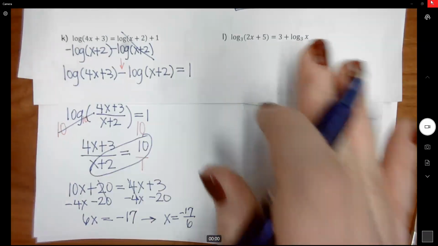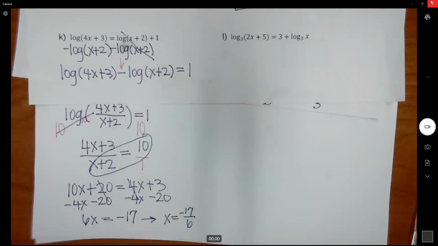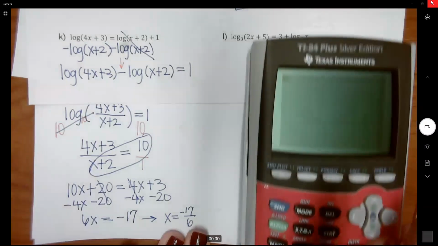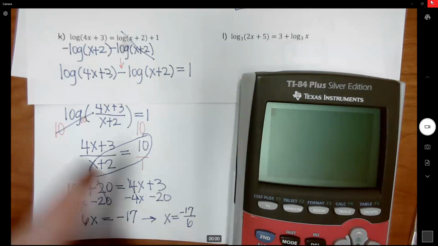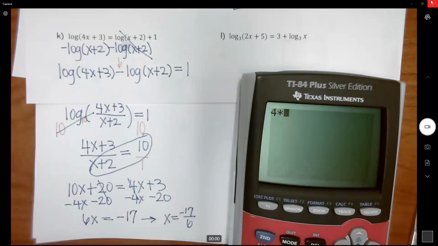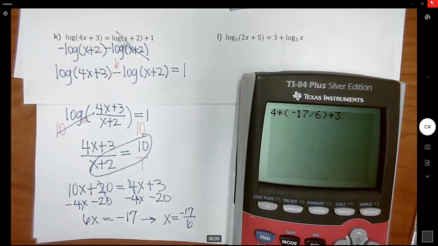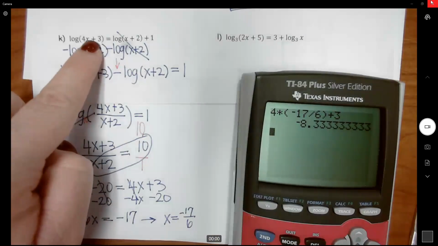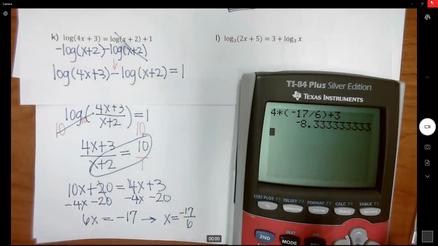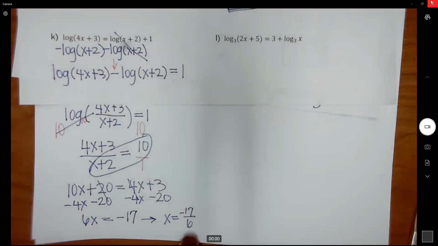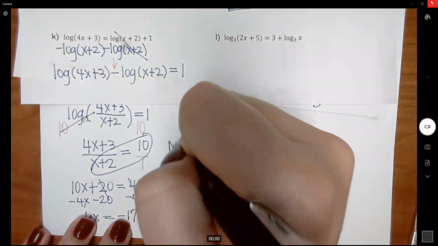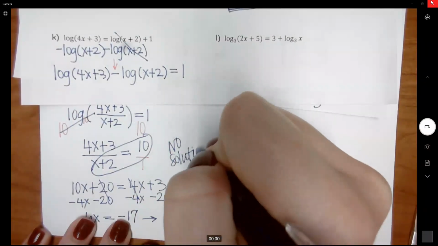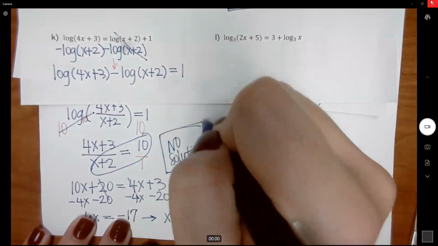Okay, so plug that in and see if it works. Now, a lot of times we get really stumped on these fractions. Don't let it stump you. Just plug it in. You can use your calculator if you need to. When you plug that in, we've got 4 times negative 17 over 6 plus 3. And that's going to give me a negative. So I'm going to have log of a negative number here. That does not work. So because this is my only possible solution, and my only possible solution doesn't work, that means this equation here has no solution.